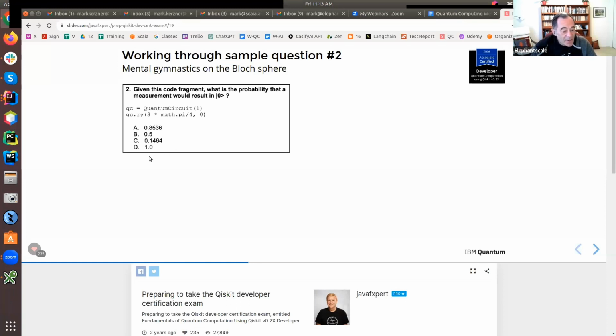So the result will be either C or A, because the 0.5 answer would work only if you rotated half of pi, but you did 3/4. And one wouldn't work because you didn't do the complete rotation. So it's either A or B. I wonder, what will you say?